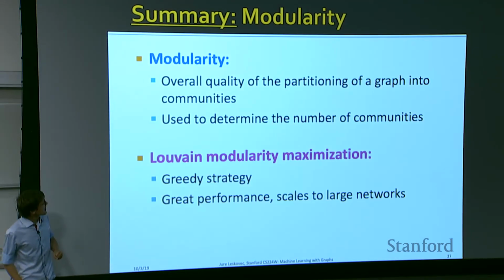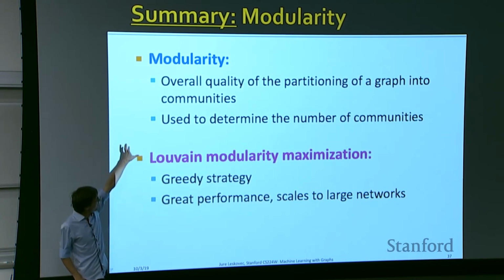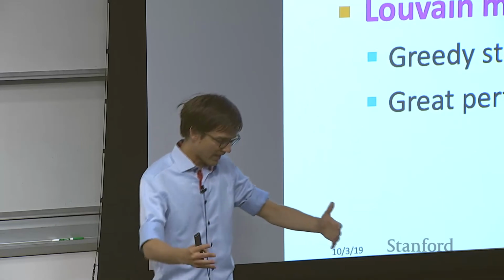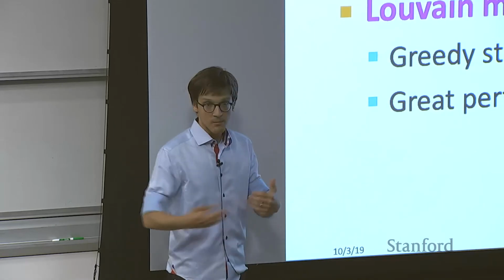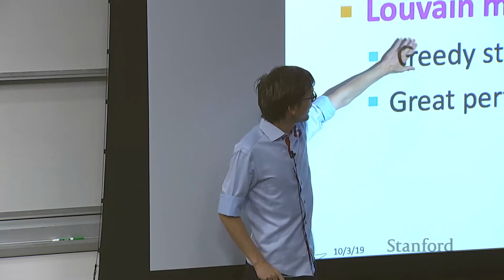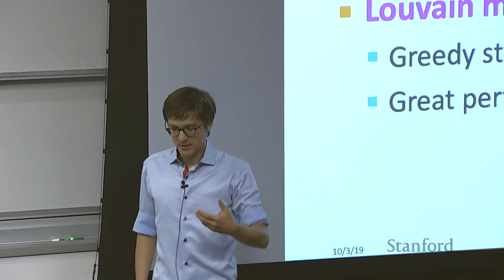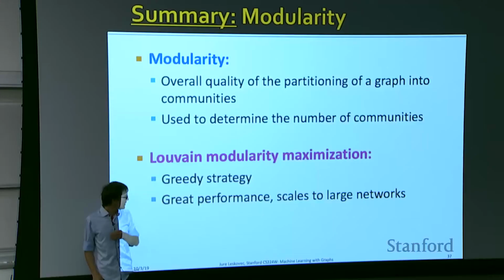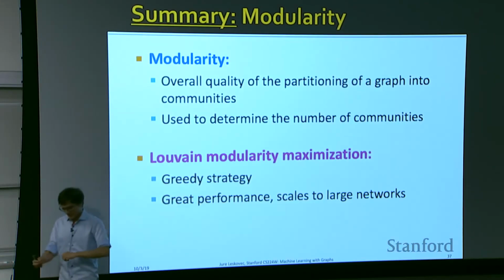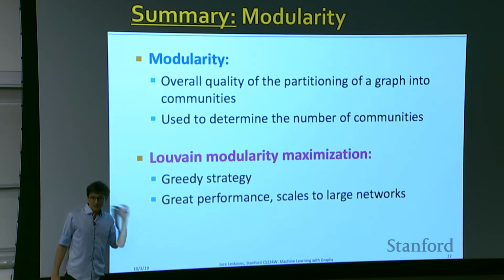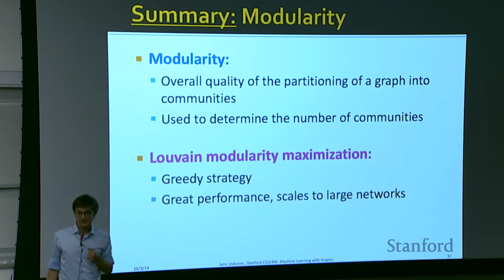So let me just summarize. We learned what the modularity metric is. It is the difference between the number of edges between a group of nodes and the expected number of edges under our configuration model. And then we talked about the modularity maximization method called Louvain. It is a greedy modularity optimization algorithm that does local changes and then does coarsening to create this hierarchical community structure. So this is what I wanted to say about this topic.